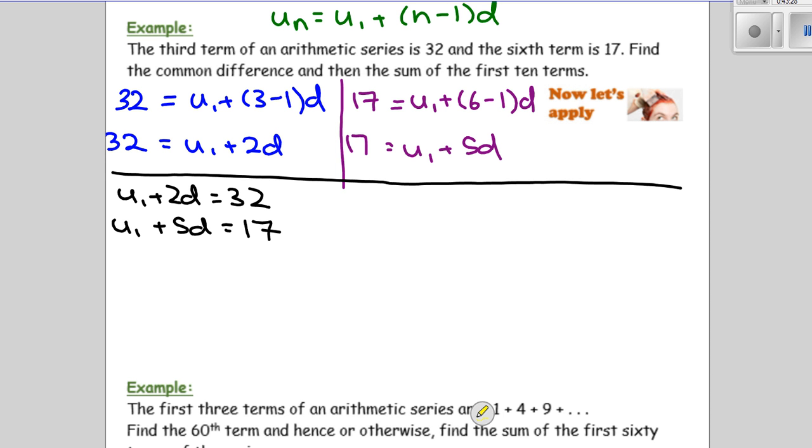I don't have much space to write and subtract. Subtract, that's going to work. So that's a quick way. Then that eliminates U of 1. So then you get 2d minus 5d, negative 3d equals 15. Cool. So d equals negative 5. Okay. So we've done the first part. We've found the common difference.